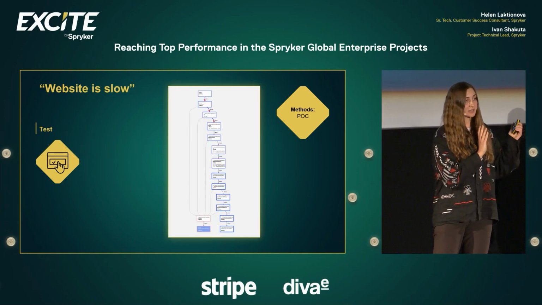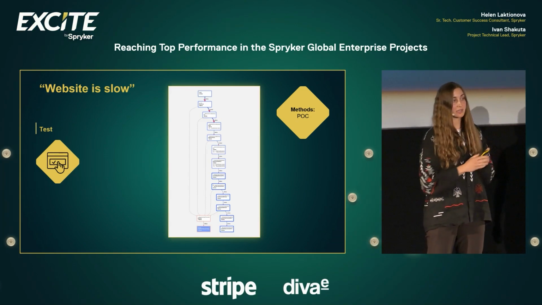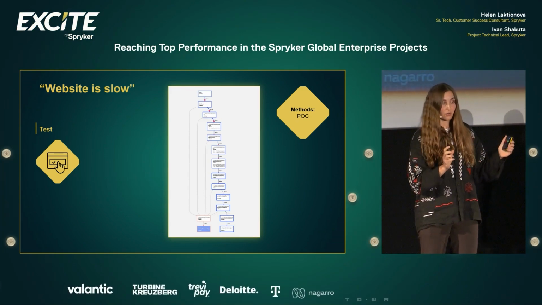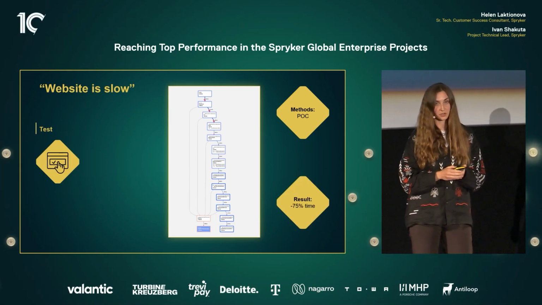So then Blackfire allows us to create reports and compare them. And this is the comparison of the reports of all the changes that we did in the POC, and in the end, we got the result: minus 75% of the time.